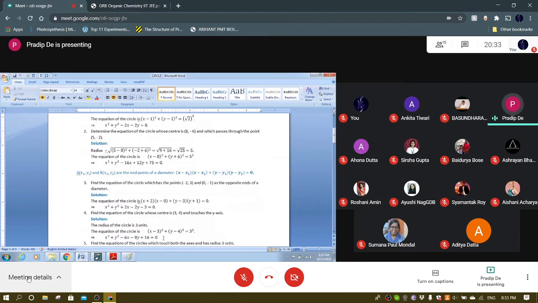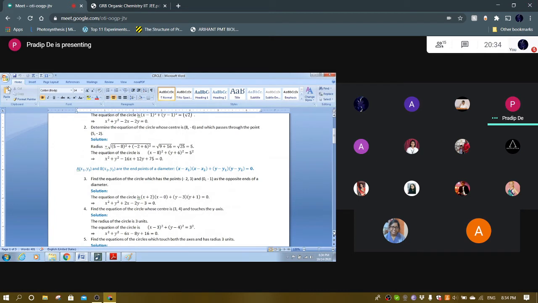The radius of the circle is 3 units. The equation of the circle is, look, h, k is 3, 4. H is 3, k is 4. And radius r is 3. So x minus h whole square, that is x minus 3 whole square, plus y minus k whole square, that is y minus 4 whole square, is equal to r square, that is 3 square. Fine? Clear? Just simplify. Expand and simplify.